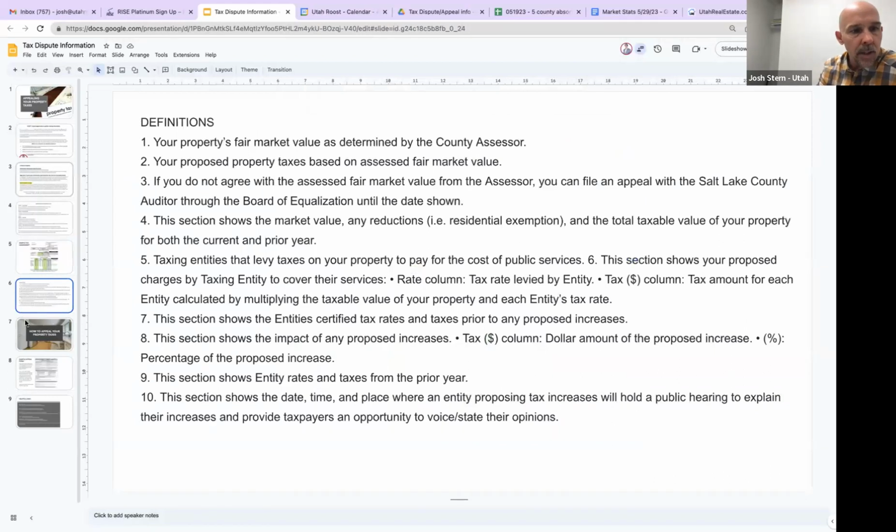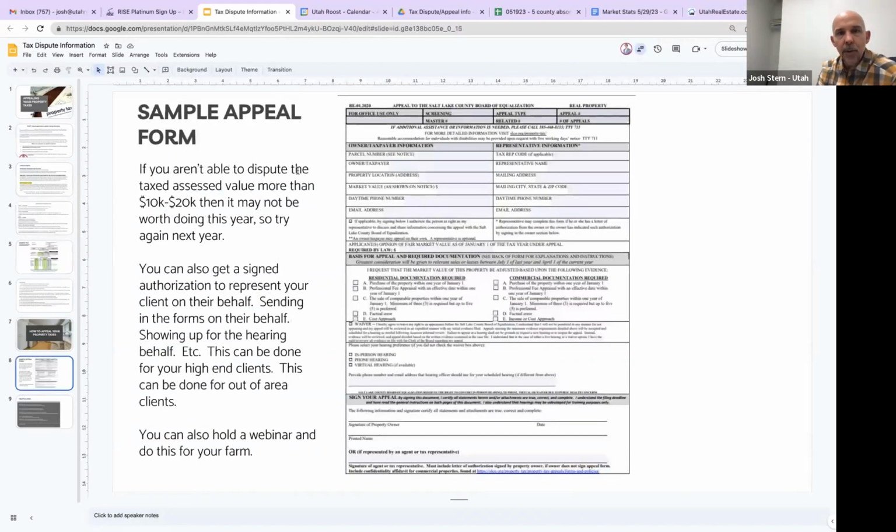So one of the things, let's go back to this, like if you're not able to dispute a tax assessed value by more than say 10 to 20,000, it may not even be worth doing it because it'll only change their amount by 10 or 20 bucks, right? But if you can do 20K or more, then go ahead and do it. Just do it.